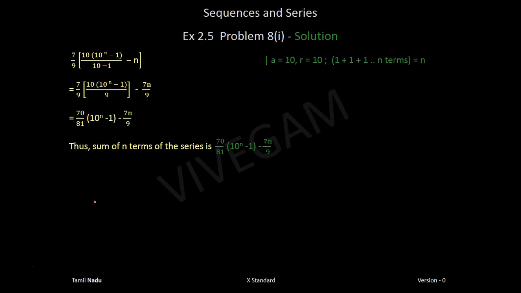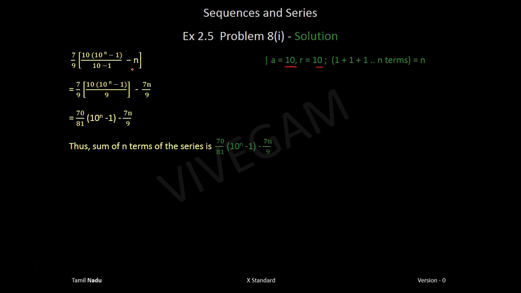So that's what I've done here, 7 by 9 here. We applied Sn equal to a into r to the power of n minus 1 divided by r minus 1, because in our case a is 10 and r is 10, and that 1 plus 1 adds up to n terms. So the previous step comes to this one actually.